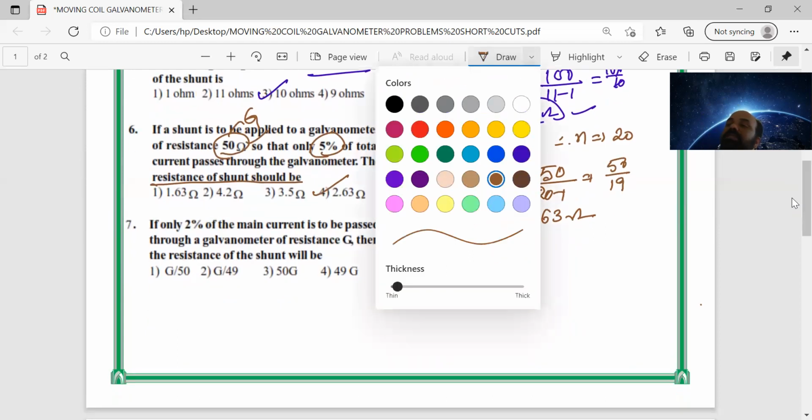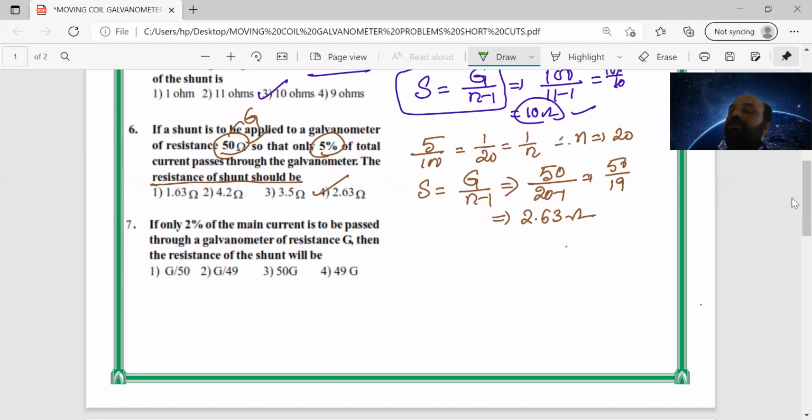2% means we can write 2 by 100. The galvanometer resistance is given as G. 2% means 2 by 100, which is 1 by 50. You compare with 1 by N, so N is equal to 50.